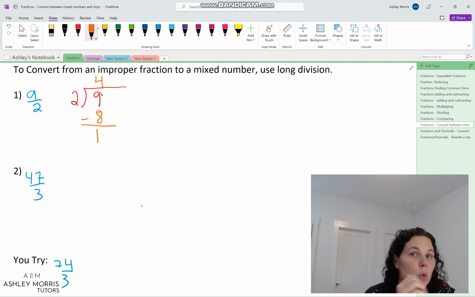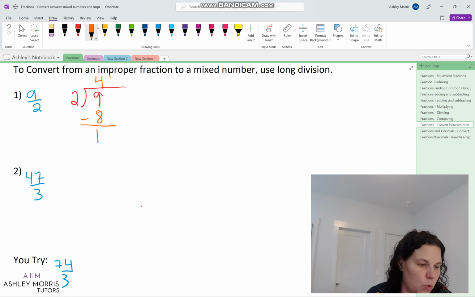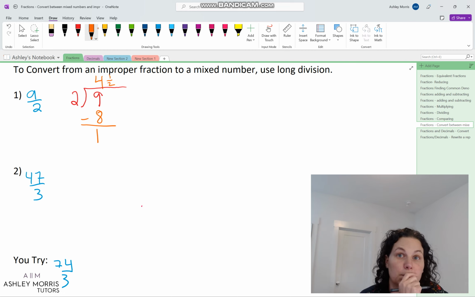So we had 4 wholes. So like if these were candy bars, we had 9 halves. So if we start sticking them together, we get 4 whole candy bars, and then we have 1 half left over. And for 2, same idea.